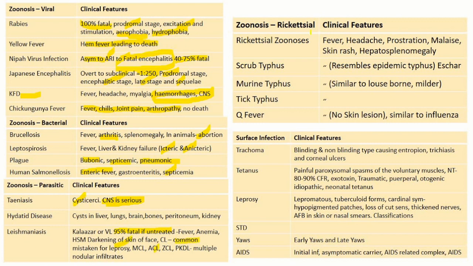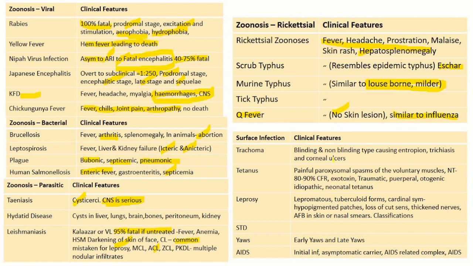Rickettsial zoonosis: fever, headache, prostration, malaise, skin rash, and hepatosplenomegaly will be the presenting symptoms. And all these symptoms will be very common, except for the absence of skin lesions in Q fever. Q fever more often presents with similarity to influenza. Scrub typhus always resembles epidemic typhus. Eschar is a classical pathognomonic feature of scrub typhus. Murine typhus is similar to louse-borne typhus, but it is always milder.